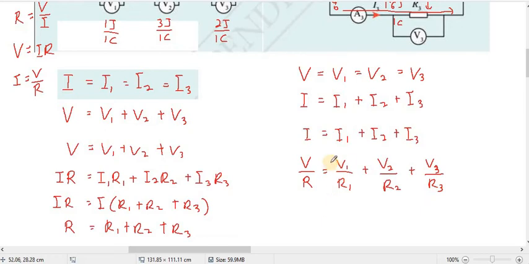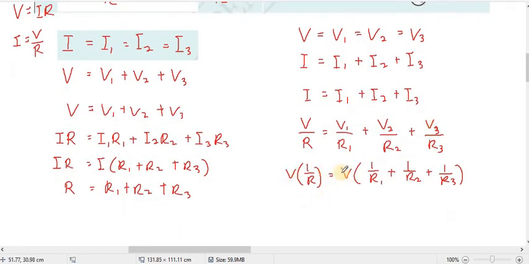So, same like just now, the potential difference is all the same, so we can factorize it out. This one and this one are the same, divide become 1. So, 1 over R equals 1 over R1 plus 1 over R2 plus 1 over R3. This is how you calculate the total resistance for a parallel circuit.